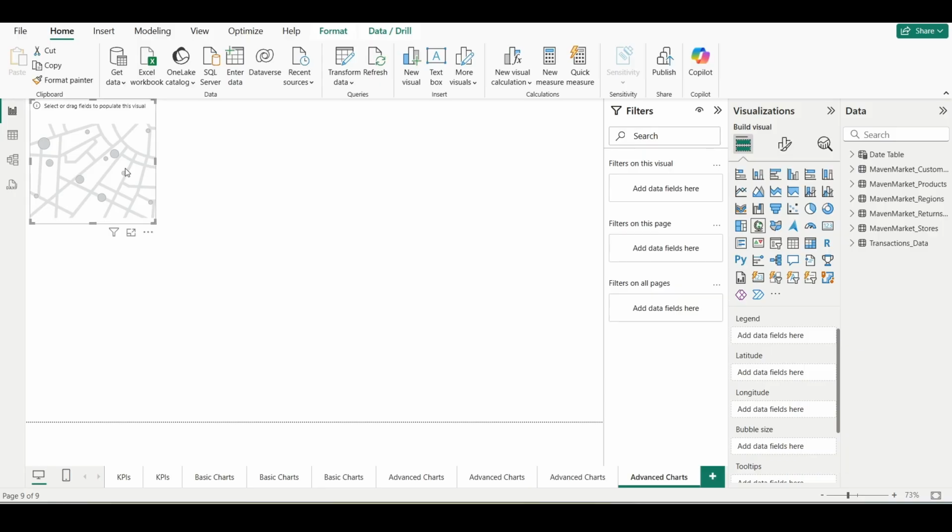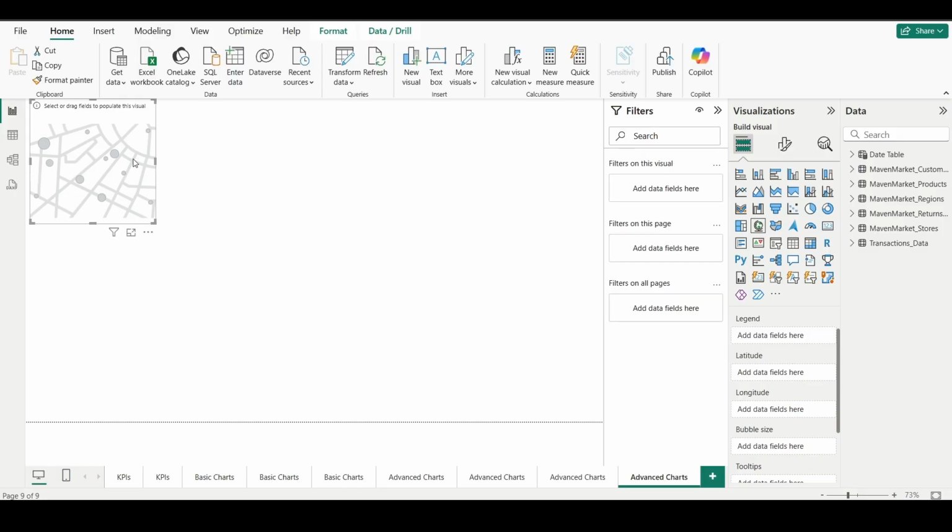Now the question is, when do we use a map chart? We use a map chart when we need to analyze geographic data, when we want to compare performance across different locations, and when we need to identify regional trends and opportunities. For our example, imagine we want to identify which cities generate the most profit. We can use a map chart where larger bubbles indicate higher profits. Here is how we can create it.